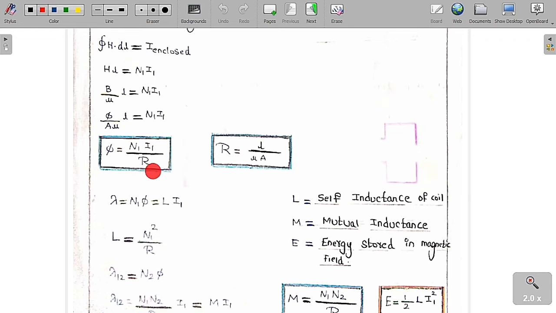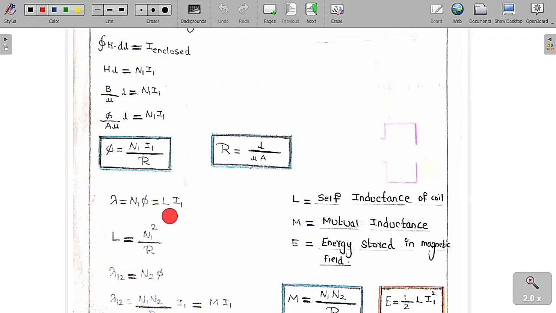As I have already told you, N1 I1 is equal to flux into reluctance. By applying the electric circuit formula, N1 I1 is equal to flux into reluctance, or flux is equal to N1 I1 by R. If you want to know the overall flux linkage, because each turn is going to produce a flux phi, and there are N1 turns, therefore the overall flux linkage is equal to N1 into phi is equal to L into I1, because the overall flux linkage is always directly proportional to the current I1. If you remove the proportionality constant, you are going to get the inductance L. So overall flux linkage is equal to N1 into phi is equal to L into I1.